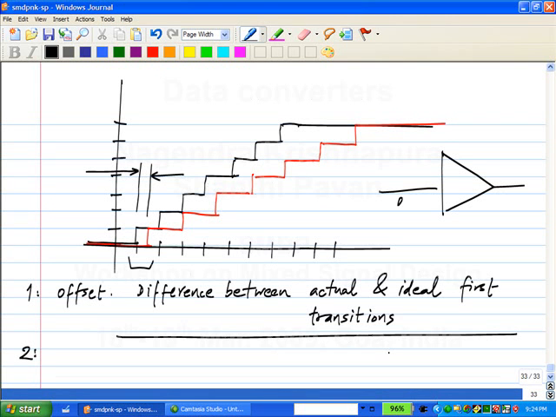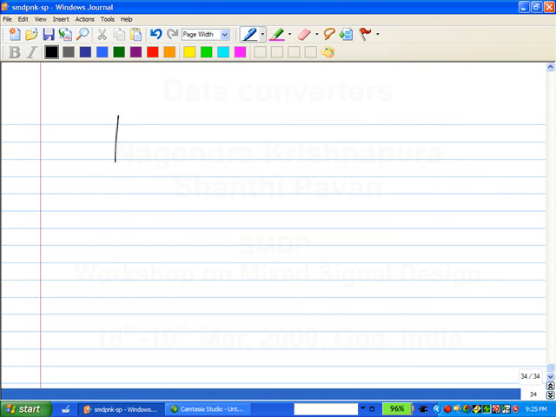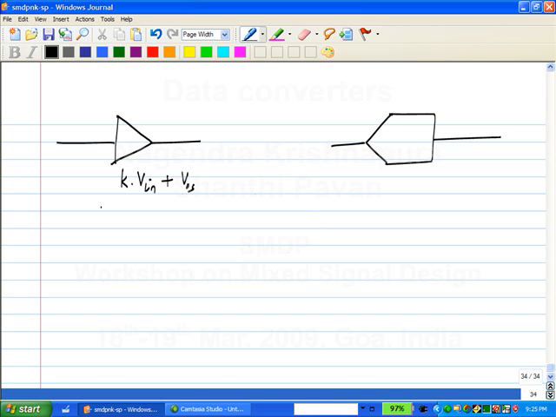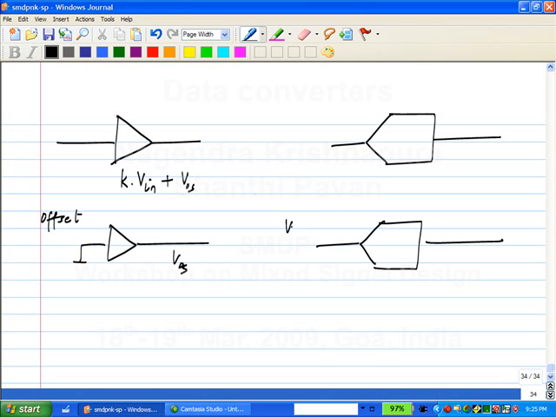And how will you measure the gain error? Again, let's take an amplifier. How will you measure the gain error in an amplifier? So let's see. First of all, let's make an analogy here. I have an amplifier and we already know that it has a gain error. So it is K times Vin plus also some VOS. Okay. And this A to D also has gain and offset errors. To measure the offset, here we can ground the input and the output will be the offset. But that won't be true here. So here you have to look at the input voltage for the first transition. That's what I denote by Vin of 1. Okay.